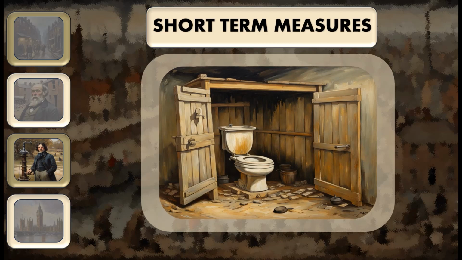In the short term, Snow was able to save lives by removing the handle to the Broad Street pump. This stopped the epidemic in Soho, and so further reinforced Snow's findings. He also found that the water pump had a broken pipe, so sewage from the adjacent cesspit was leaking into the water. It was the human waste that was contaminating the water, and this contained the cholera bacteria.